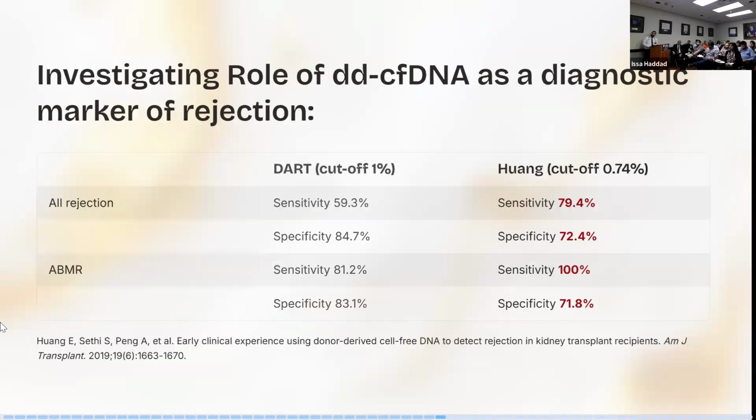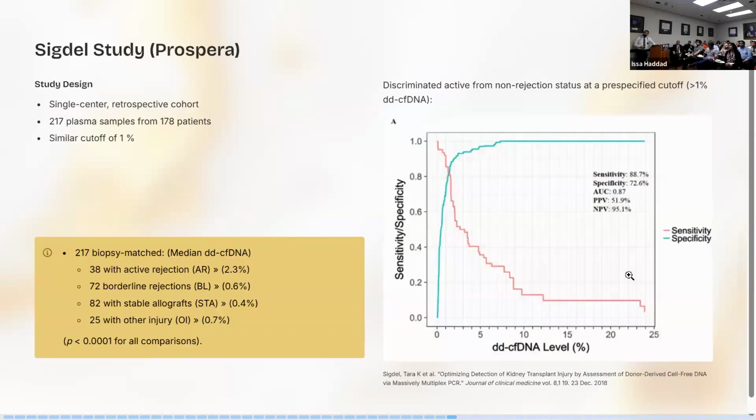So the DART study was taking 1% as the cutoff. Now, they did another study done by Huang, which took a lower cutoff, and they wanted to see how this affected the sensitivities. And the sensitivity actually, using a lower cutoff, increased, not surprisingly, up to 79.4. The specificity went down, and the sensitivity in the ABMR, in this study, they reported as 100%. So they were able to detect all of them. However, the specificity was down to 71.